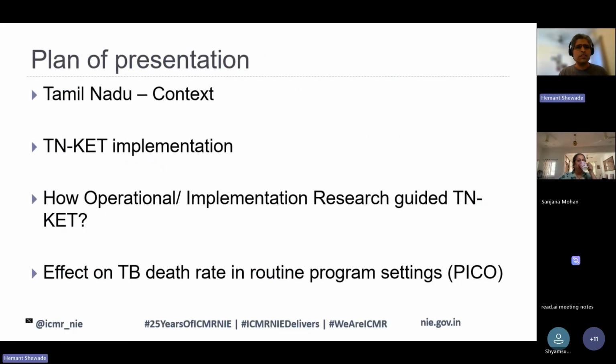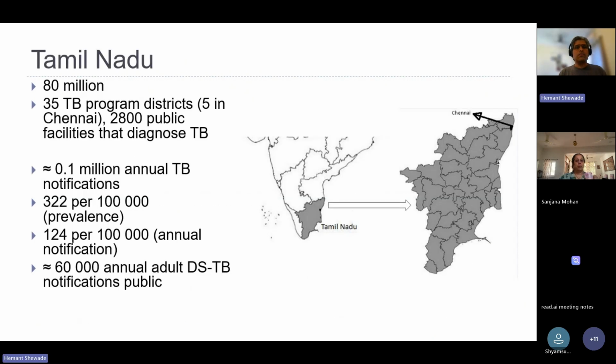So my plan of presentation is this. I'll give a bit of context of Tamil Nadu. Then we'll go through some slides on TN-KET implementation. Then some discussion on how operational and implementation research guided TN-KET. And finally, the effect on TB death rate in routine program settings. Let us start with context.